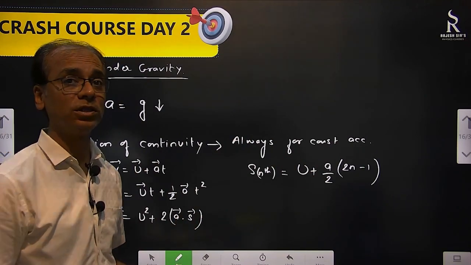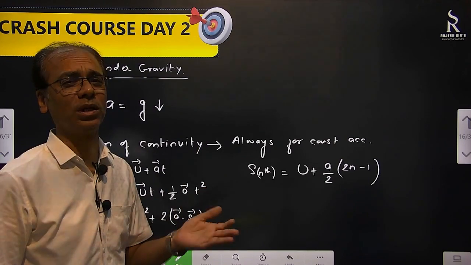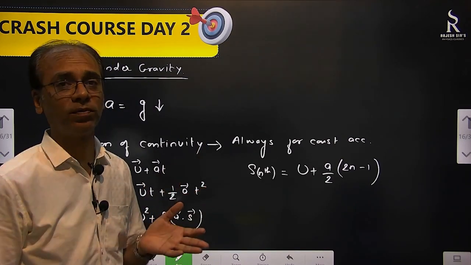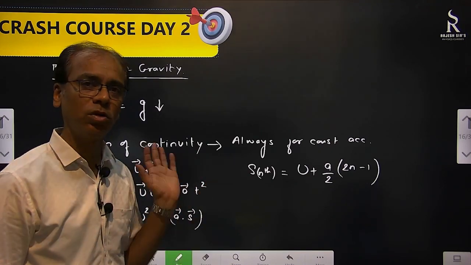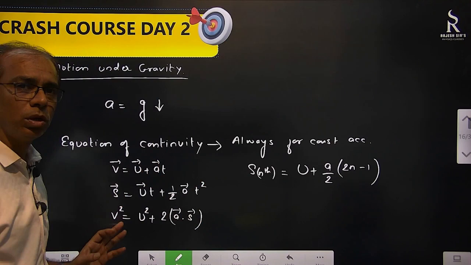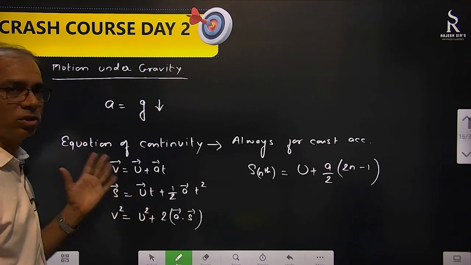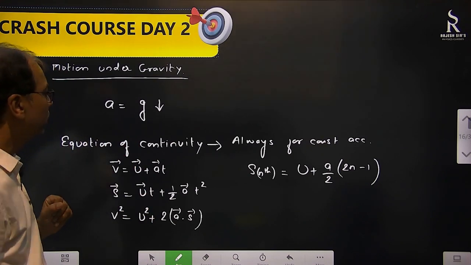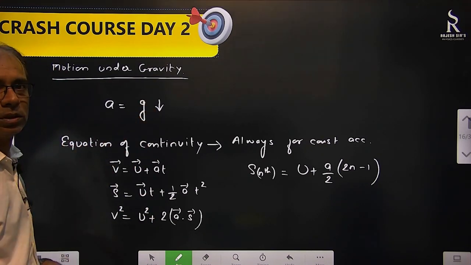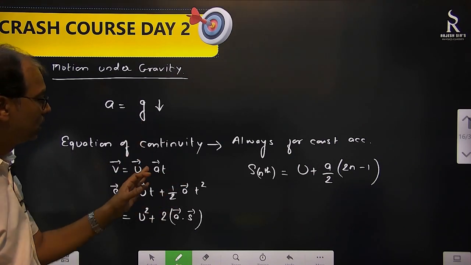When acceleration is given as 2t, how to find velocity at time 3 seconds or time 4 seconds. If velocity is given as a function of time, how to find the displacement. That we all saw. So if a variable is given, integration is the only way. If constant is given, then equations of kinematics. So A equal to G, which is always downwards. And these are the equations of kinematics where we will be using G also.